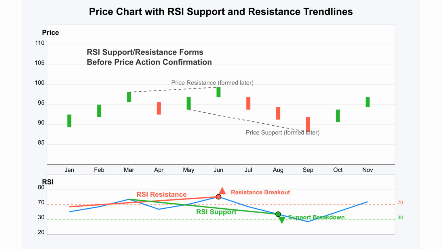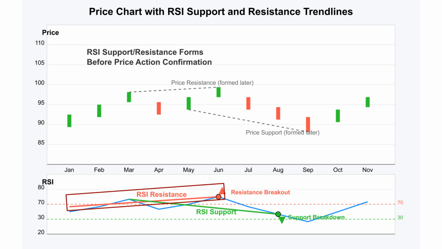Our third advanced application involves drawing support and resistance trend lines directly on the RSI indicator. Drawing trend lines directly on the RSI indicator reveals momentum shifts before they become apparent in price, giving traders a critical timing advantage. Our chart spans January to November, with price candlesticks above and RSI below. Just as with price charts, RSI forms its own support and resistance trend lines, but here's the key insight. These RSI patterns typically emerge before corresponding price structures become visible.